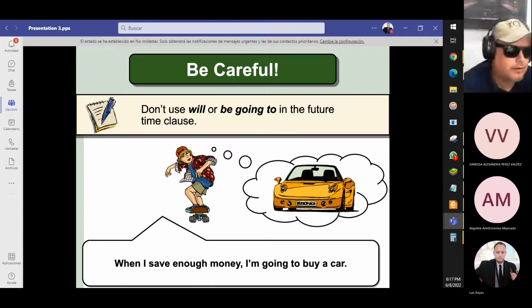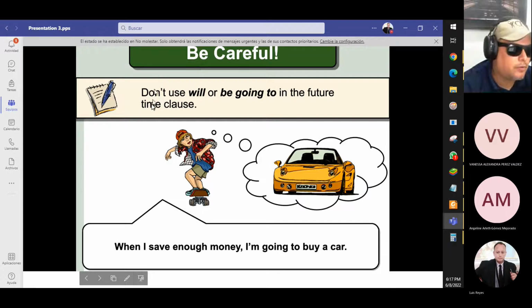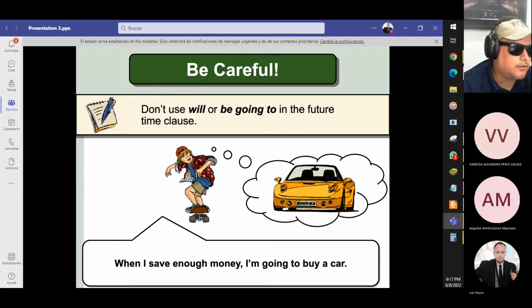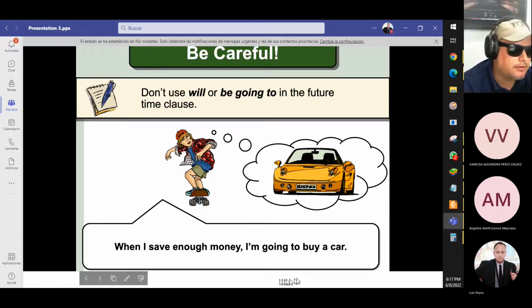Excellent, excellent. Again, here it says, don't, no lo hagas. Don't use will or be going to in future time clauses. Ya habíamos comentado que si es future time clause, tiene que venir en el presente simple, ¿verdad? Aquí te dice, no lo pongas en el futuro. No puedes decir, when I save enough money, I'm going to buy a car. Eso sí está correcto.